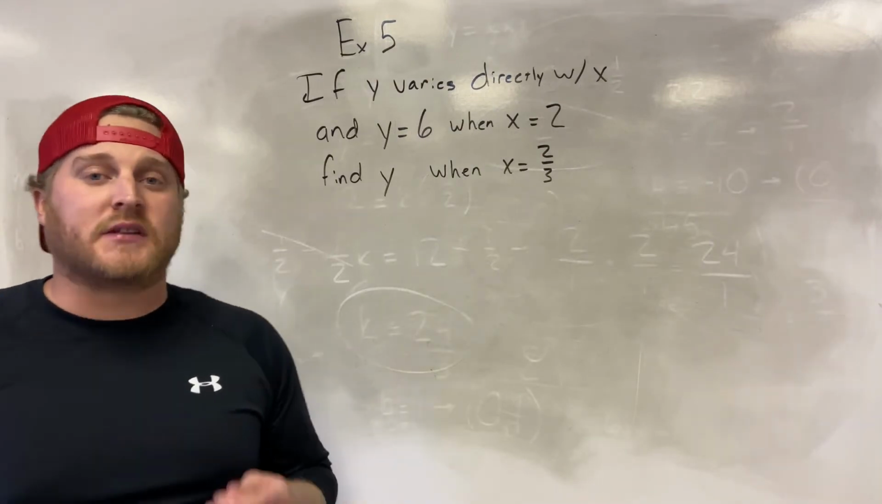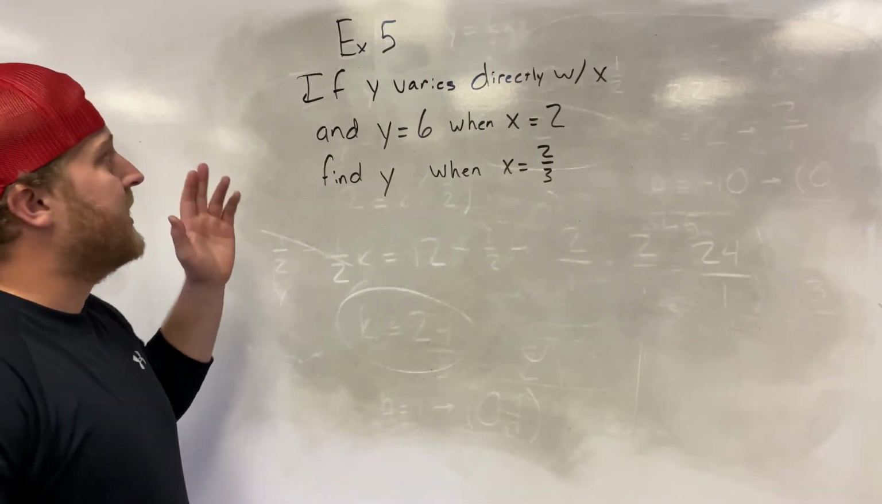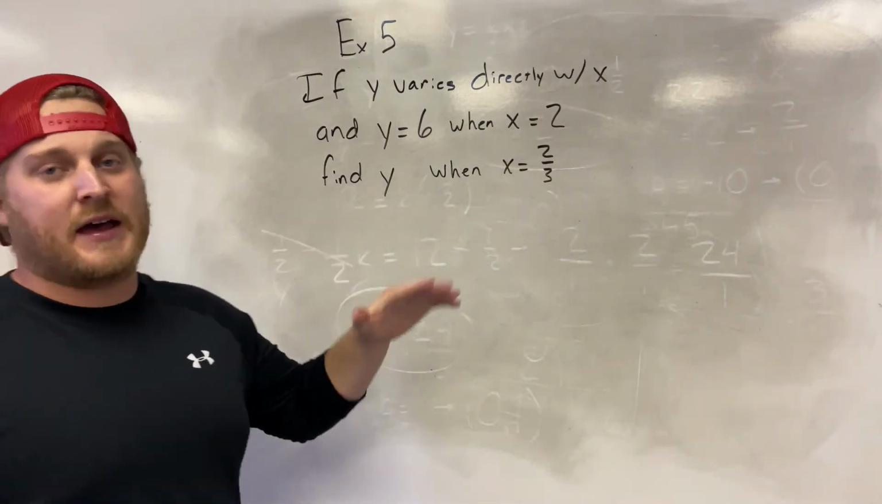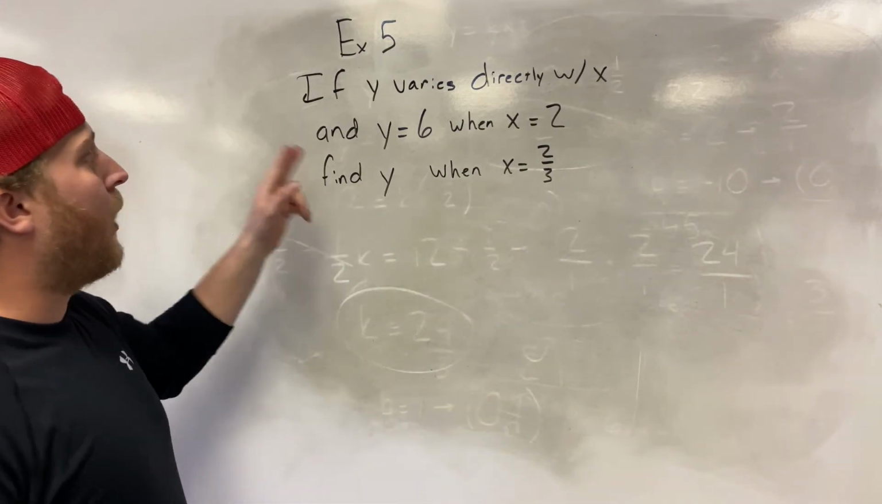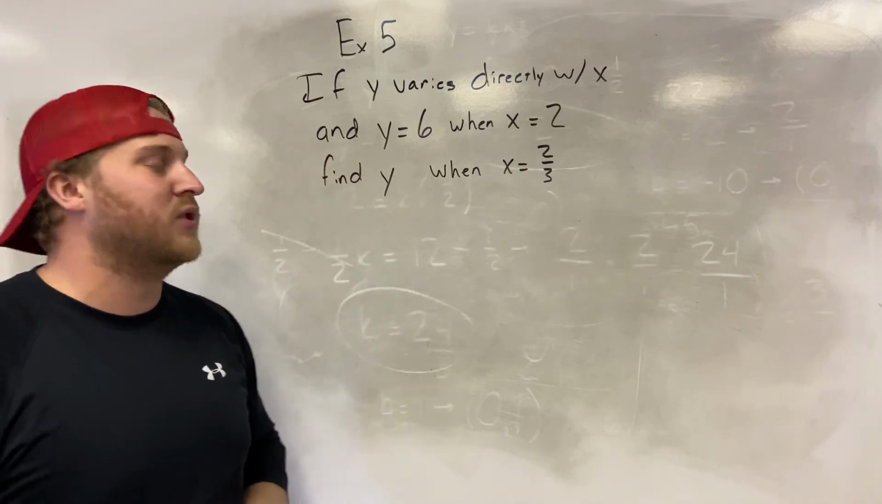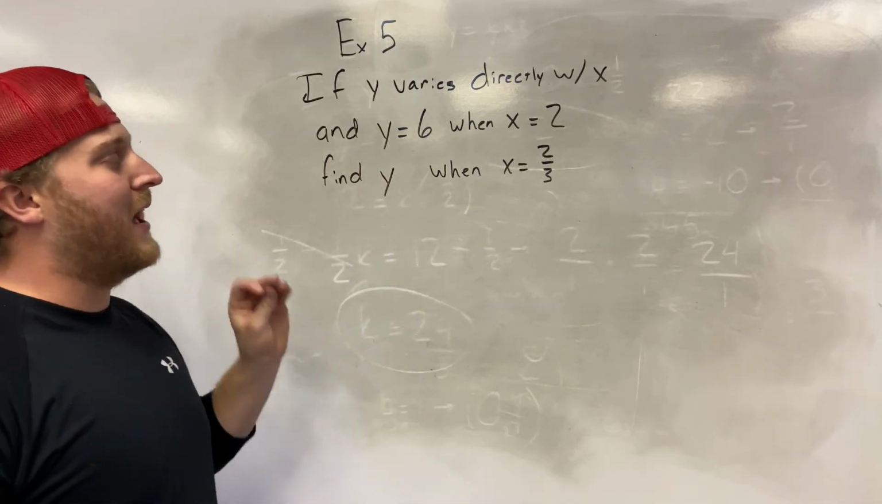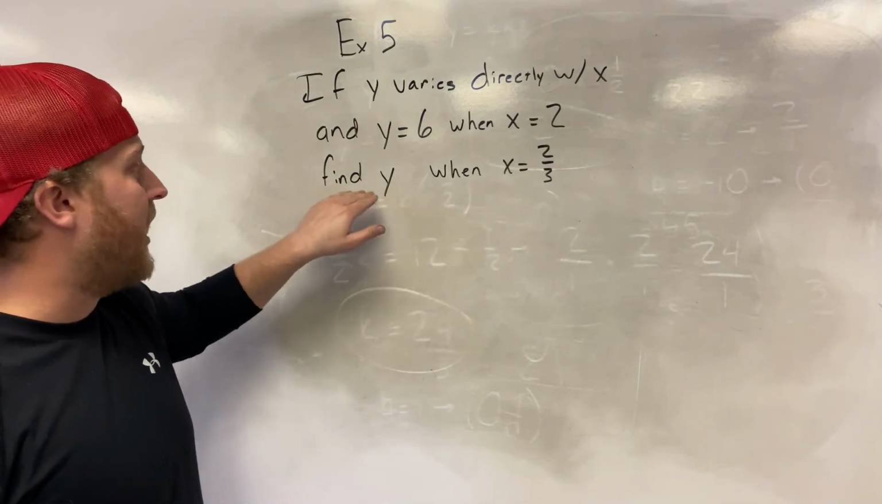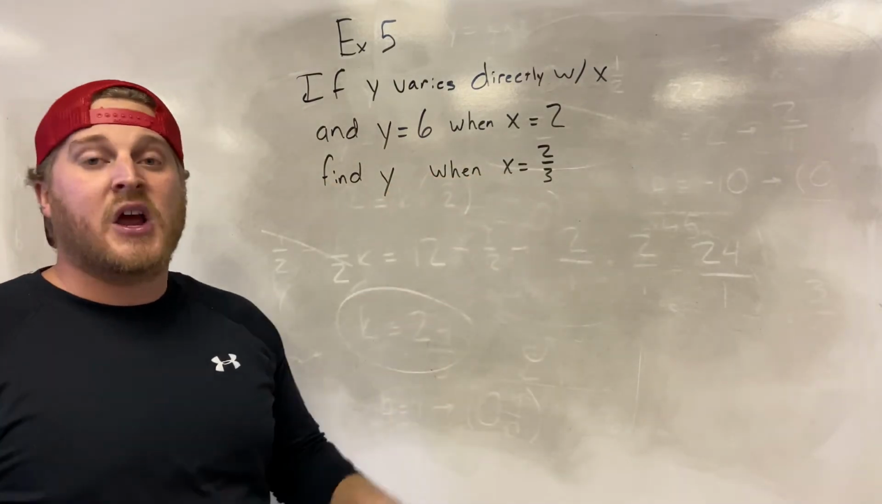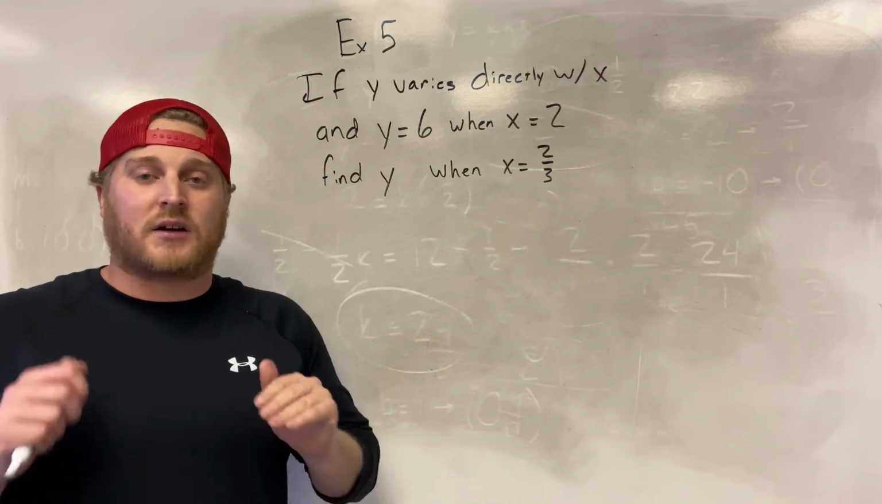All right, example 5 is a little bit more complex. It says, if y varies directly with x, and that's just telling us this is going to be a direct variation problem, and y equals 6 when x equals 2, find y when x equals 2 over 3. So in order to do this second part, we first have to find out what the constant is.